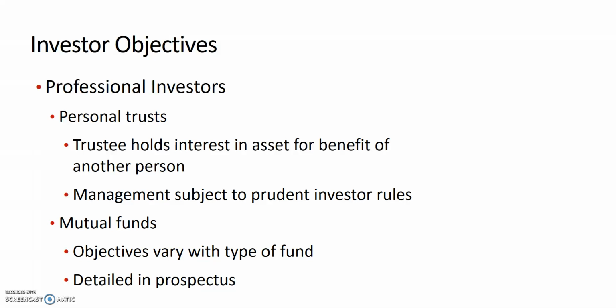Also, changing gears slightly, professional investors have similar objectives to those of the individual, and sometimes the lines can be blurred somewhat between the professional and the individual. Professional investors will commonly use things such as personal trusts and mutual funds. With the personal trust, the trustee is going to hold an interest in an asset for the benefit of another person. Management of this would be subject to specified investor rules associated with that particular trust.